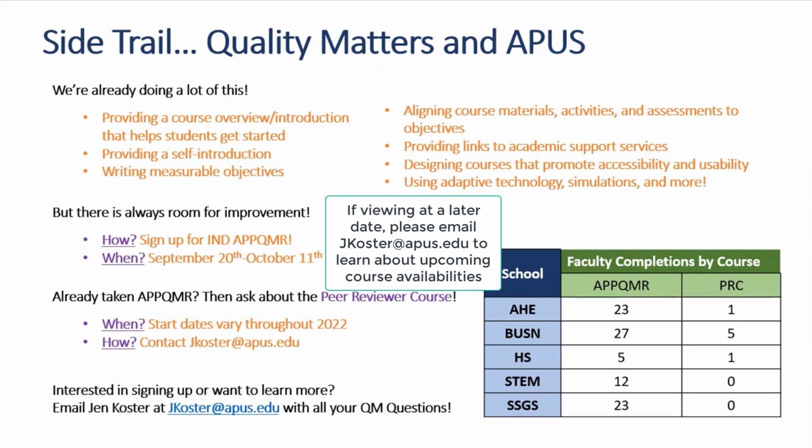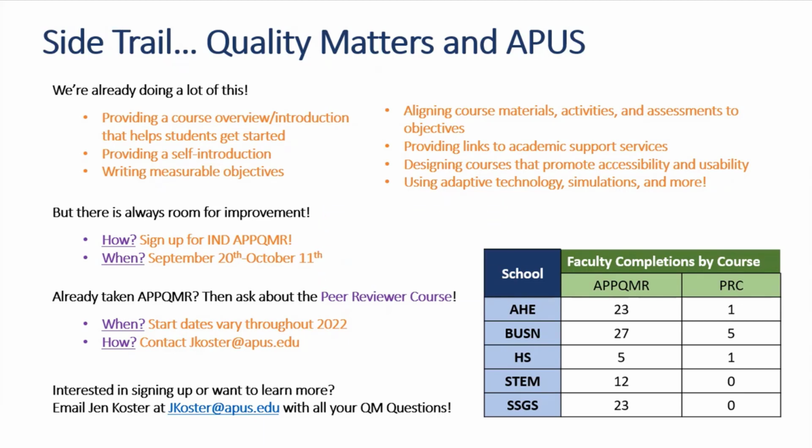If you've taken independent APP QMR or the APP QMR at all and would like to do the peer reviewer course, please email me. My email address is there on the screen, jcoster@apus.edu, and we can talk about that. There is a course that starts about every 2 weeks for the rest of the year. Would love to hear from you. We've got our completion numbers up on the screen. You can see how many people in your school have completed both the intro course and the peer reviewer course. So if you see that you don't have a lot of people who have completed those courses, maybe you want to be that first one. So get in touch with me. Let me know if you're interested in signing up. Would love to have you.